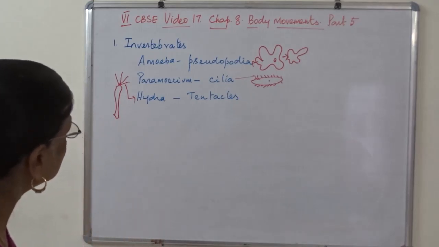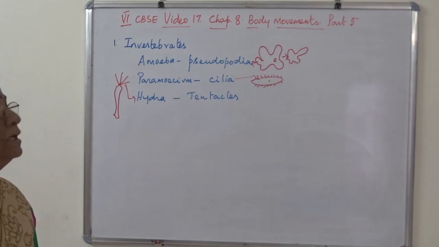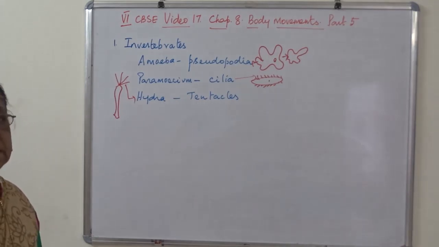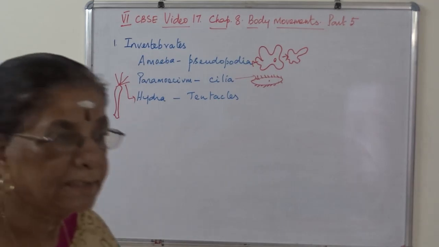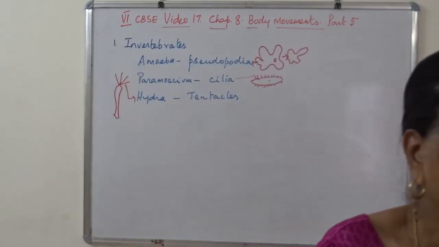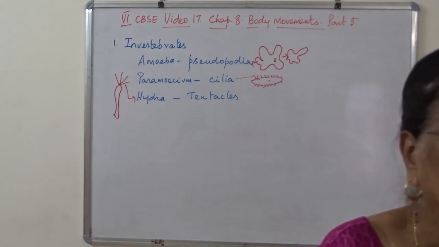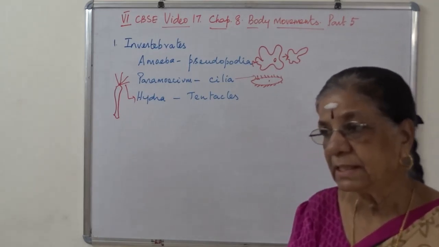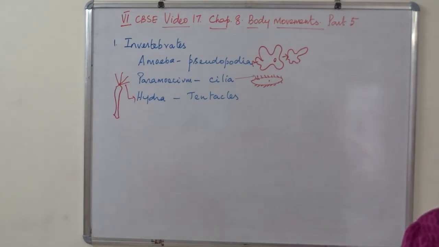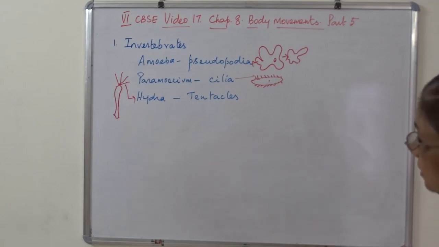In the same way, paramecium, another protozoan, moves with the help of cilia. Then next, hydra moves with the help of tentacles. Tentacles are meant for locomotion and also to capture the prey. I repeat, tentacles are meant for locomotion and also to capture the prey. So this is for amoeba, paramecium and hydra.